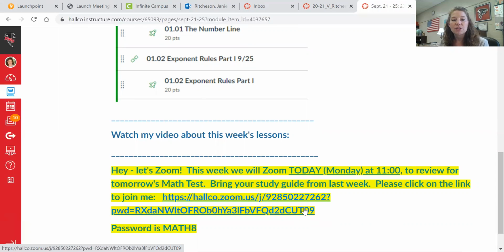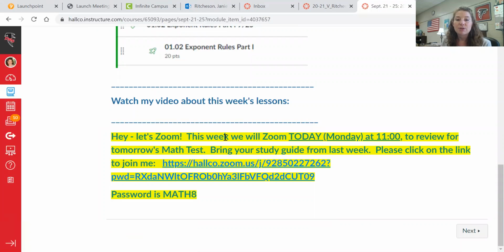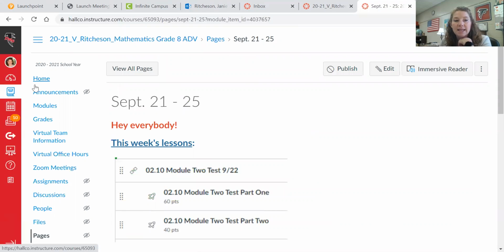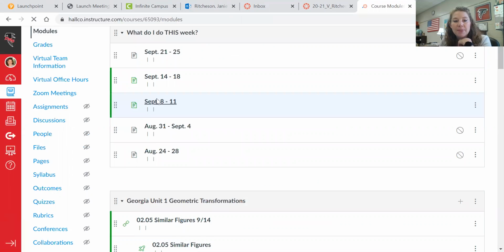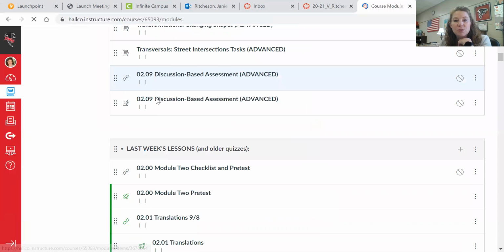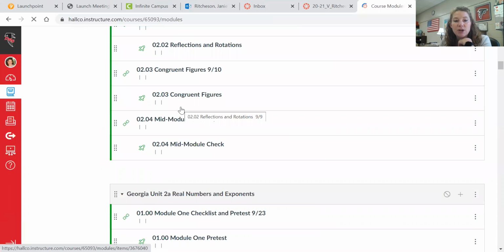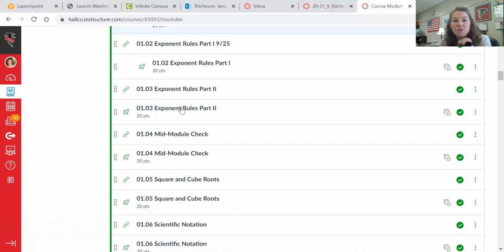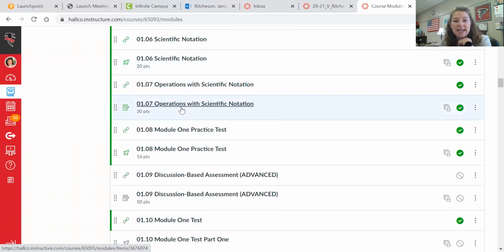So we are going to review for tomorrow's math test, okay? So remember the paper with all the coordinate planes on it. And I told you at the Zoom last week to bring that with you on Monday. All right, so let's look a little bit at the modules. So you won't have one dated today because we are Zooming, but you will have for Tuesday the test.